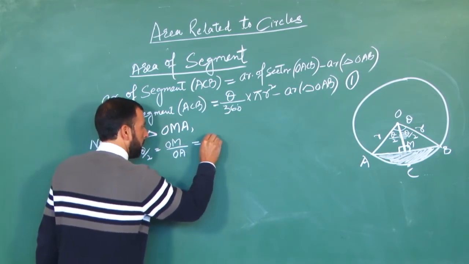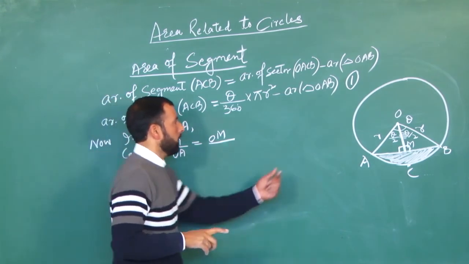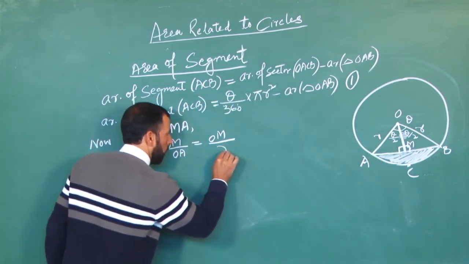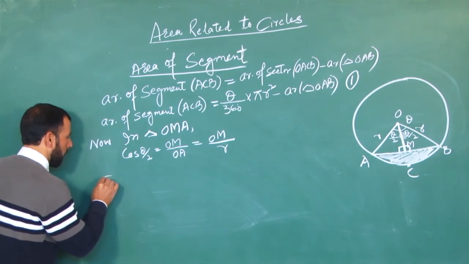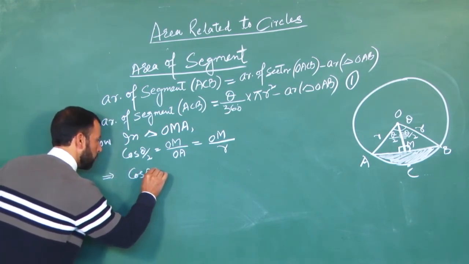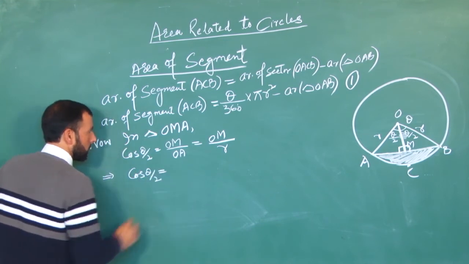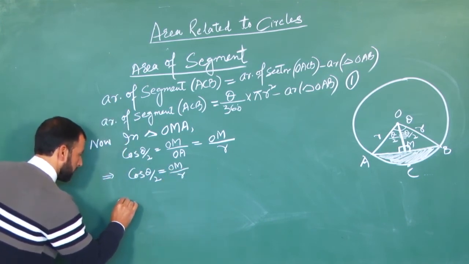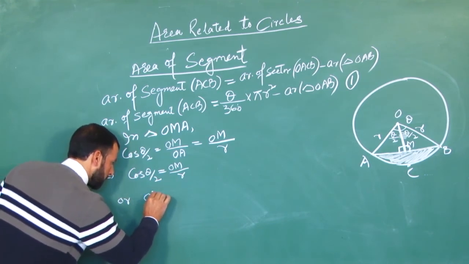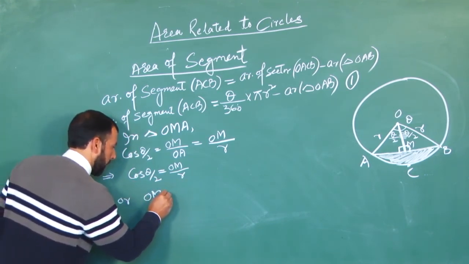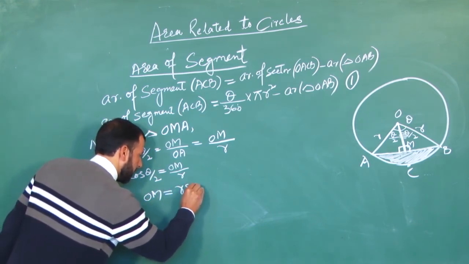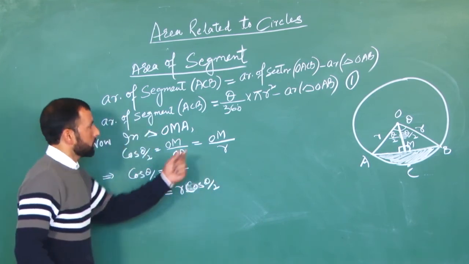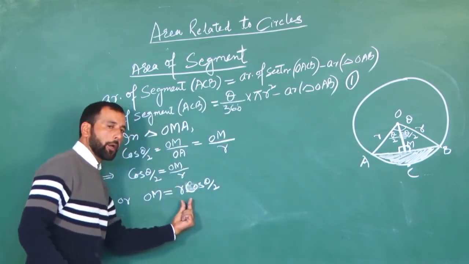That equals OM divided by OA. Clearly, on observing the figure, OA is equal to the radius of the circle. We can write OA is equal to R. That implies cos theta by 2 is equal to OM divided by R. If we transpose this R to the left hand side, we get OM is equal to R cos theta by 2. OM is the altitude of the triangle, and it is equal to R cos theta divided by 2.